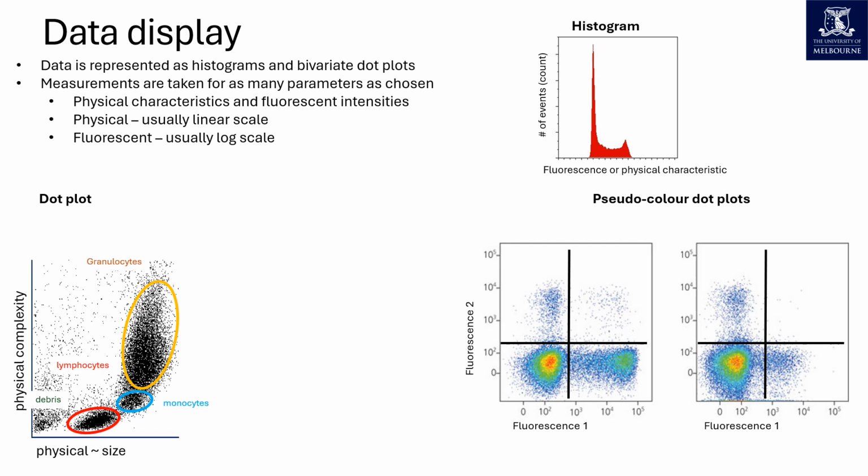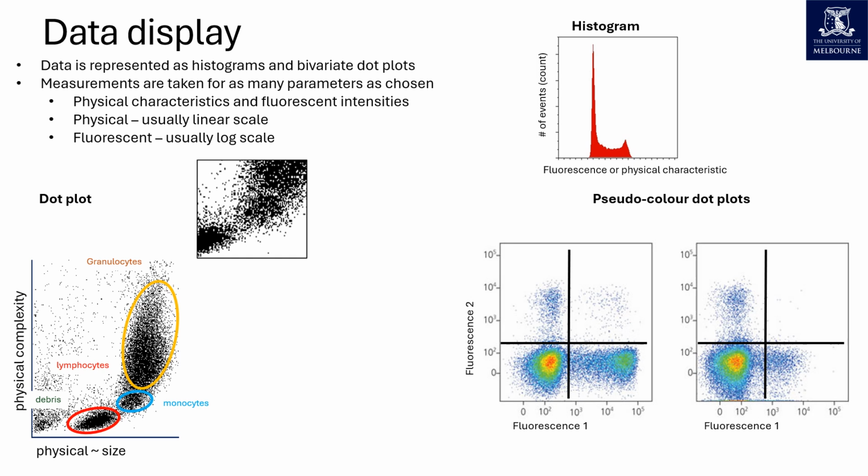On the dot plot on the left, we're looking at two physical measurements of leukocytes, relative size represented on the x-axis and complexity on the y-axis. Each dot represents a single particle that has been measured. Particles with similar measurements are clustered together. We can see debris in the bottom left corner and distinct clusters of particles representing lymphocytes, monocytes, and granulocytes that go from lowest to highest size and complexity respectively.